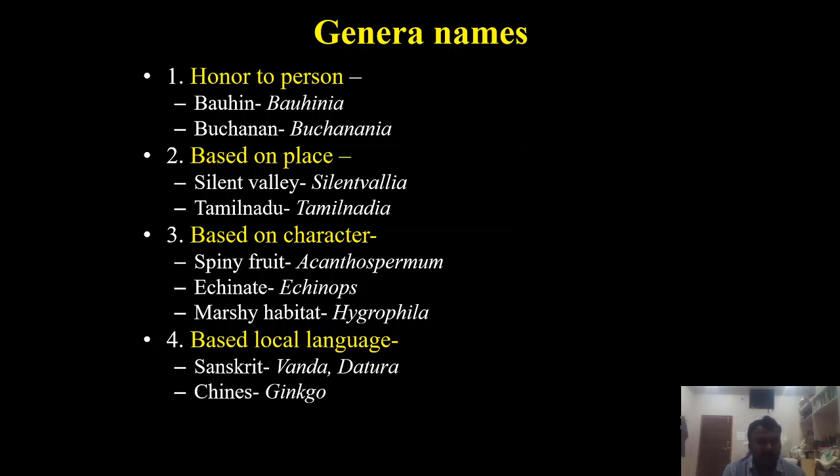The second one is based on place. Take Silent Valley, one of the wonderful places in Kerala, Silent Valley Wildlife Sanctuary. Based on this place, a genus of a Poaceae member is named Silentvalleya. Another example, the state Tamil Nadu. We are well known about Tamil Nadu. The genus named after Tamil Nadu is Tamilnadia.